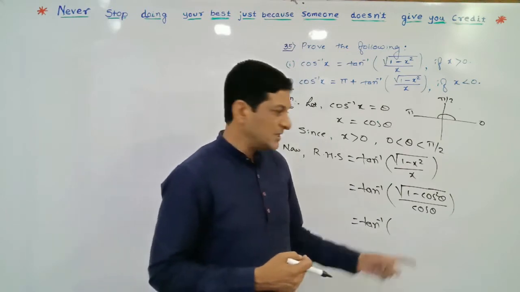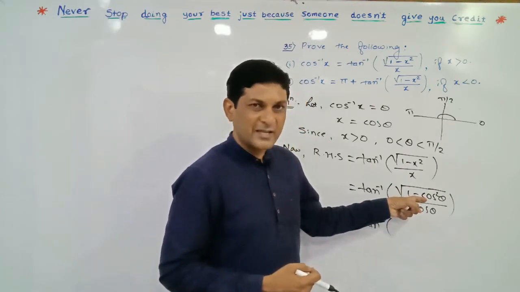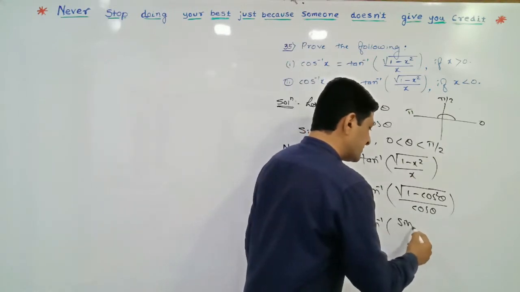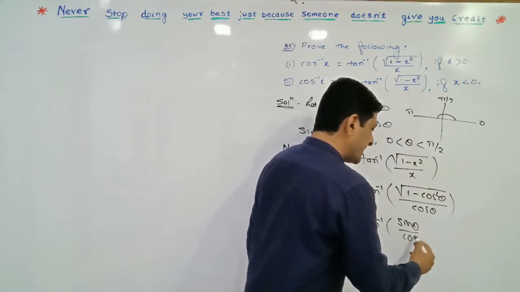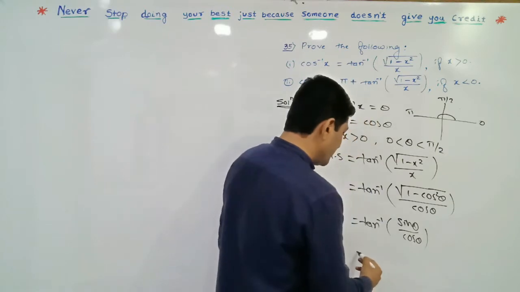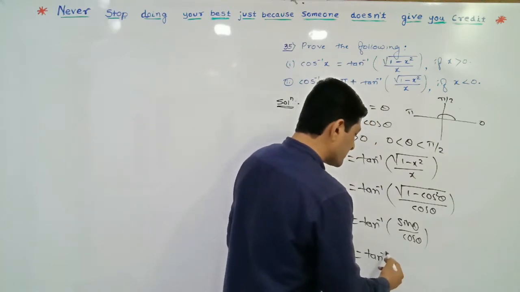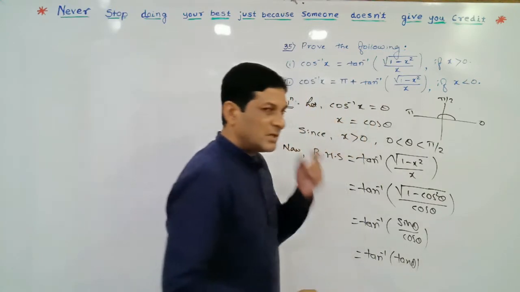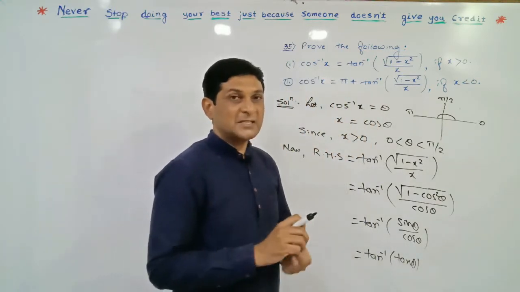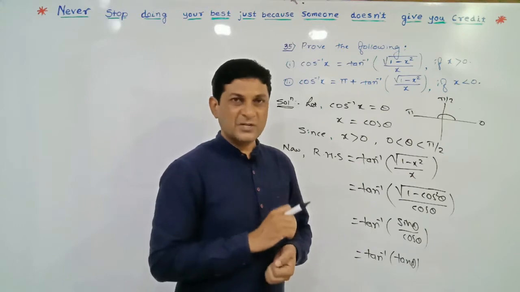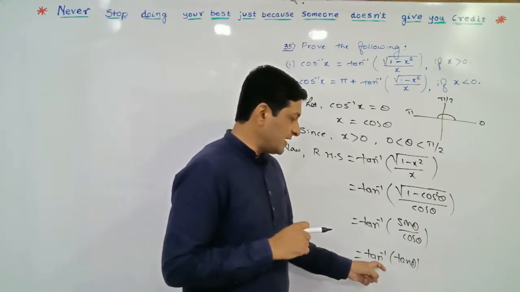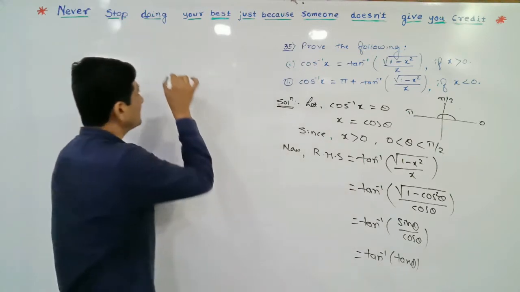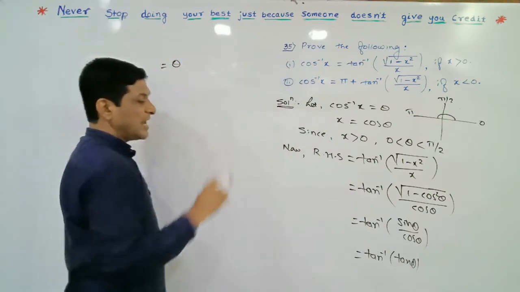So let us see what we get here. According to the identity, 1 minus cos square theta is sin square theta, and sin square theta outside the root becomes sin theta. So here we get sin theta divided by cos theta. But we know that sin theta upon cos theta is equal to tan theta. So now we have to apply the property of inverse trigonometric function. According to the property, tan inverse and tan get cancelled, and the result we get is theta.